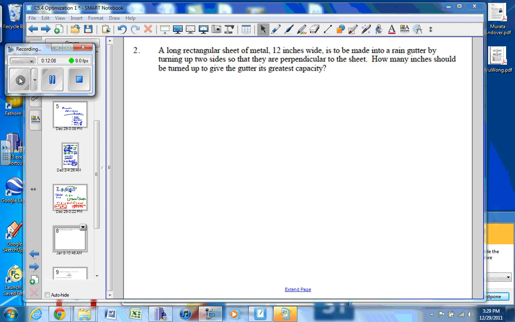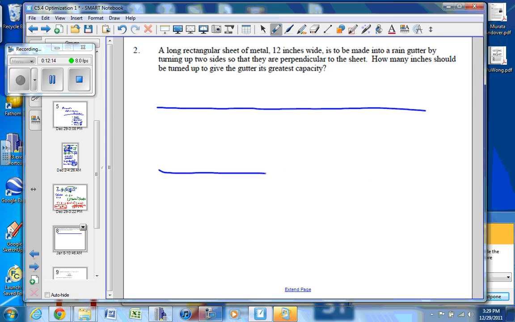So we've got a long rectangular sheet of metal. It doesn't give us a length. It's 12 inches wide. So here's our metal sheet. We know that it's 12 inches wide. It's to be made into a rain gutter by turning up two sides so they are perpendicular to the sheet. How many inches should be turned up to give the gutter its greatest capacity?